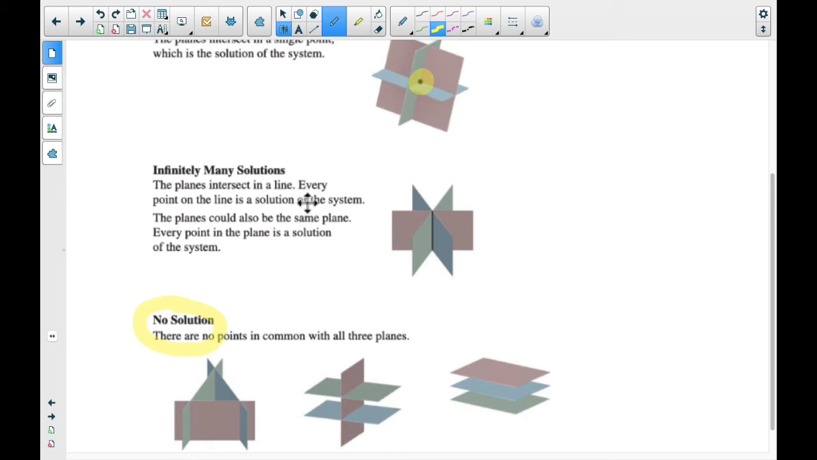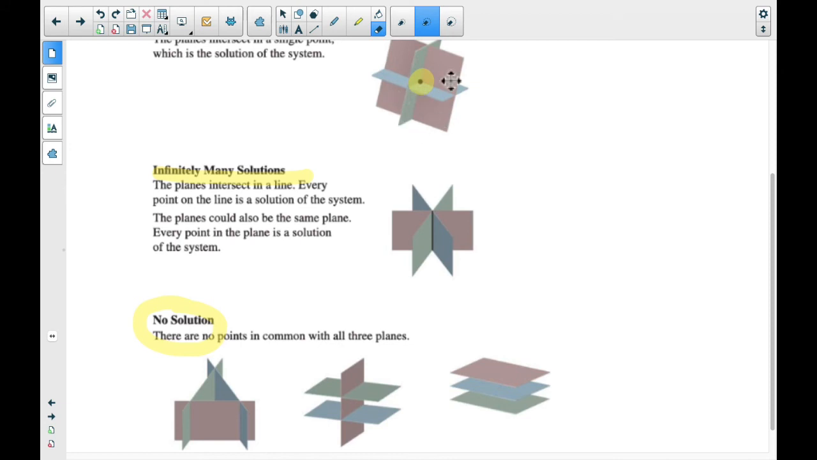But maybe we have a situation like this, where they do all hit each other, but it's not a single point. This time when they all hit each other, it's a line. And for our class, we're just going to say infinite solutions. In some algebra classes, you would go ahead and solve and find out what that equation is. But for this class, we're just not going to do that. That's too complex for Algebra 2. In a college algebra, you might do that. But anyway, I wanted to show you what these possible situations are.